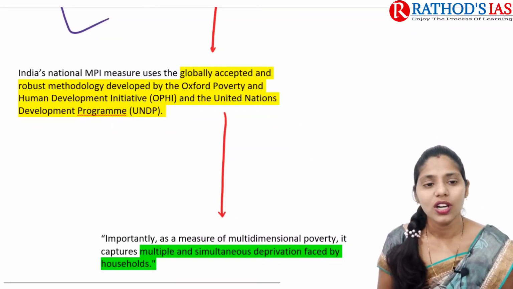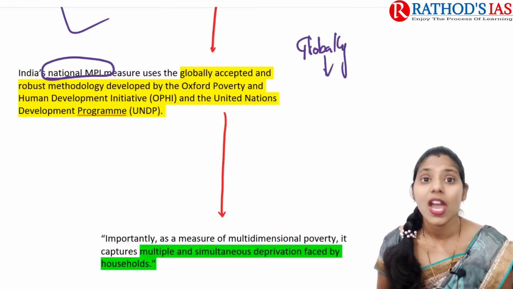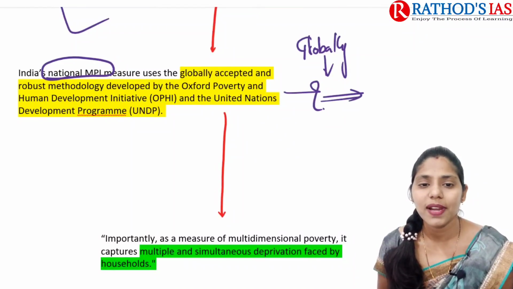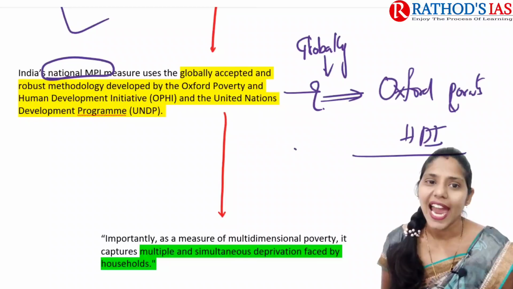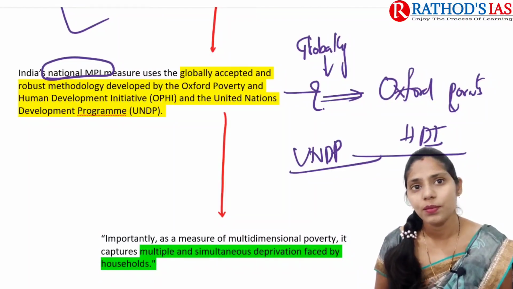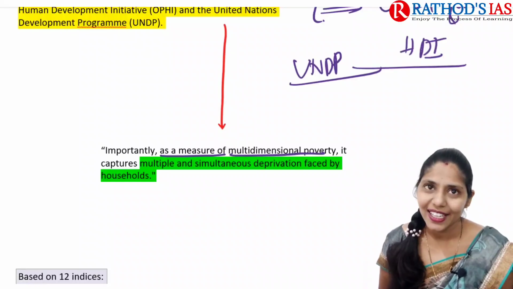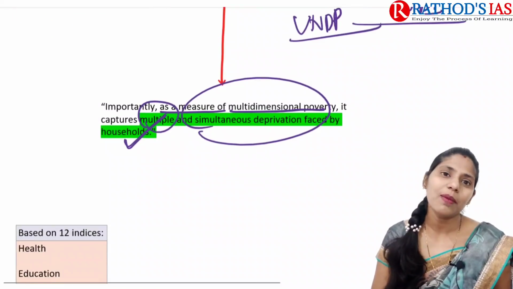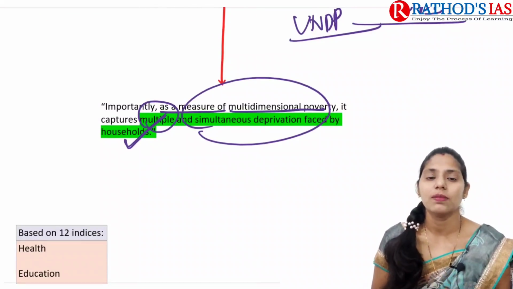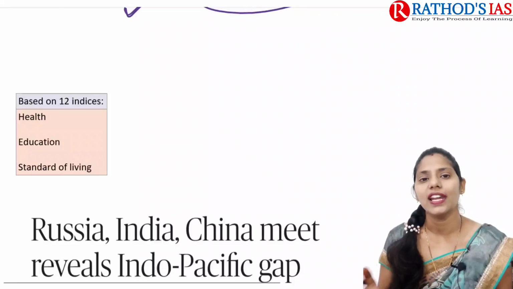Furthermore, India's National Multidimensional Poverty Index measures poverty using a globally accepted, robust methodology. Who developed this methodology? It was developed by the Oxford Poverty and Human Development Initiative and the UNDP, the United Nations Development Programme. Importantly, as a measure of multidimensional poverty, it captures multiple and simultaneous deprivations faced by households. The indicators on which this index is based number about 12, and they cover health, education and standard of living.